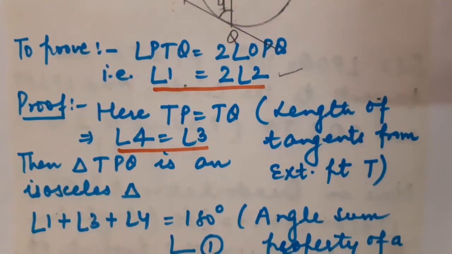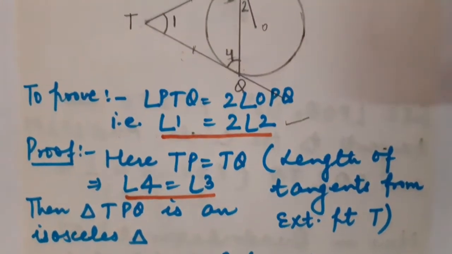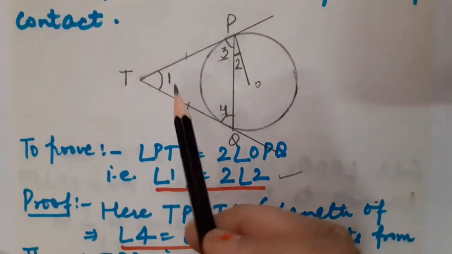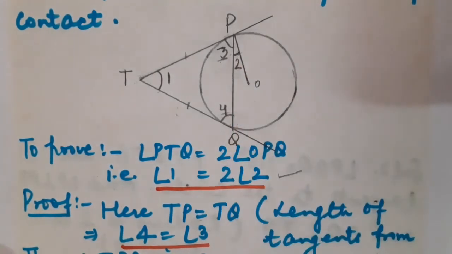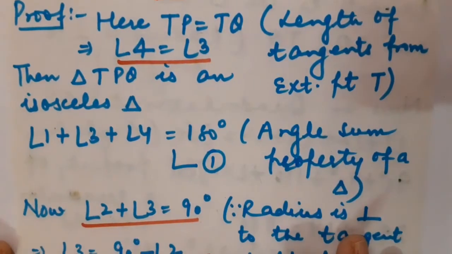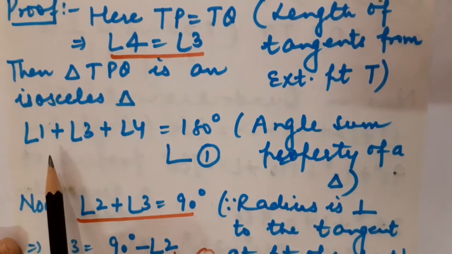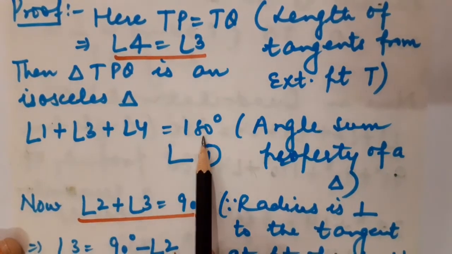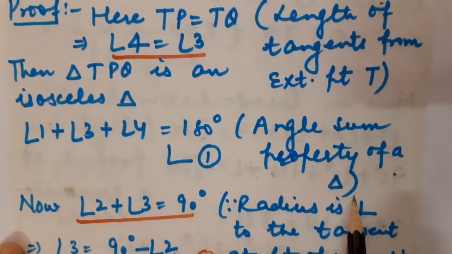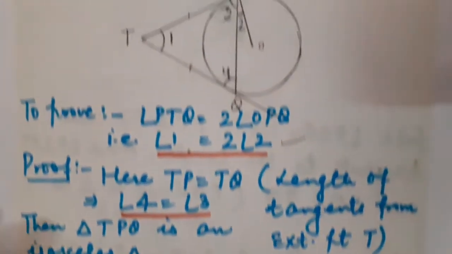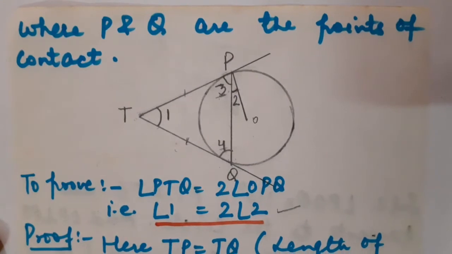Okay. Now I am going to apply the angle sum property on this isosceles triangle, that is, angle 1 plus angle 3 plus angle 4 must be equal to 180 degrees. Have a look. Angle 1 plus 3 plus 4 is equal to 180 degrees. That is the angle sum property of a triangle. Correct, children? Okay.